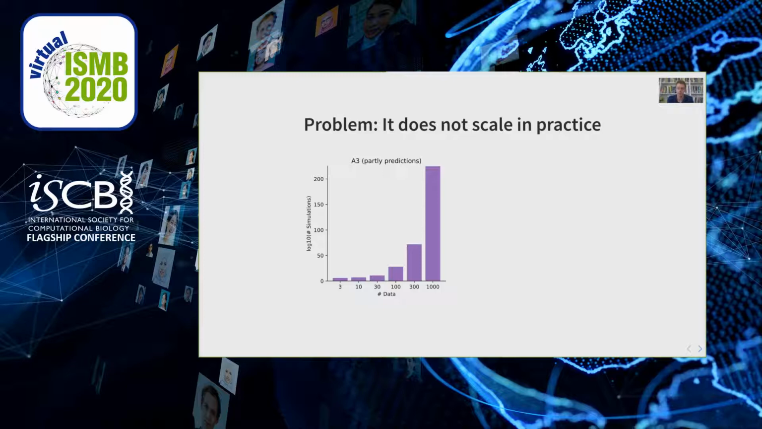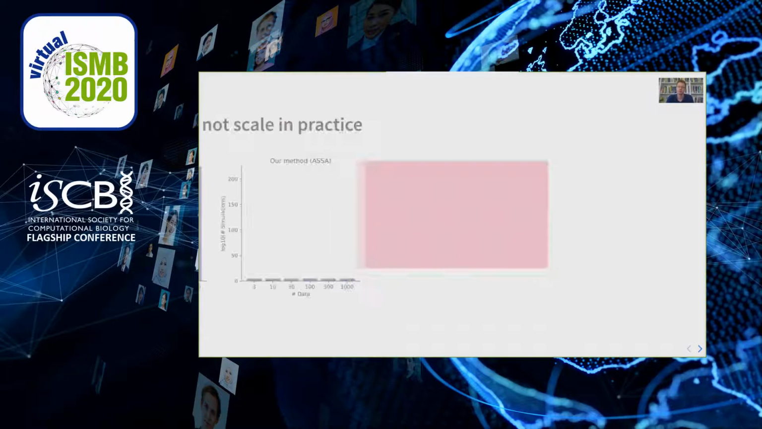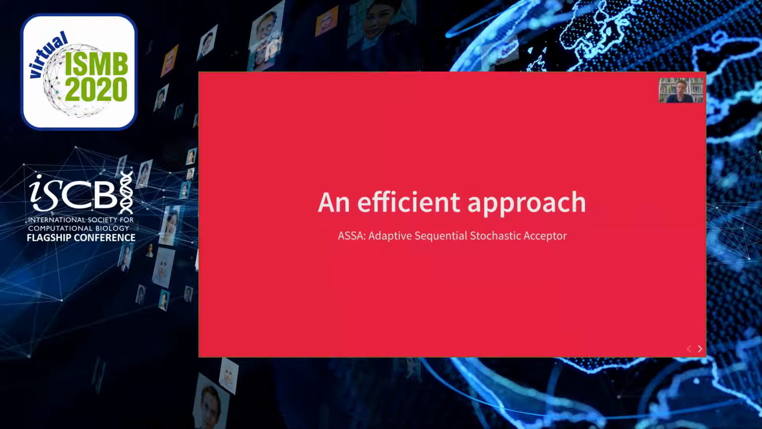The method also didn't work for more complex models. Thus, we looked at what can be improved. And spoiler alert, this is what we obtain for the method we then developed. We see here orders of magnitude fewer simulations, which really makes this usable in practice. So how did we do it? In the following, I would like to describe a few main algorithmic aspects of the method we ad hoc labeled ASSA, Adaptive Sequential Stochastic Acceptor.